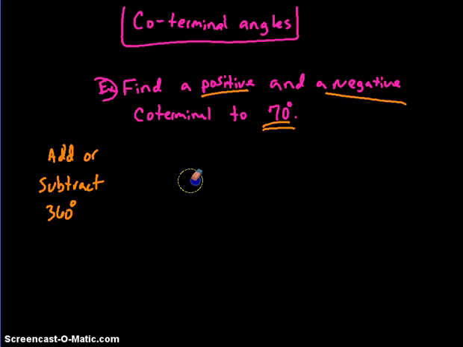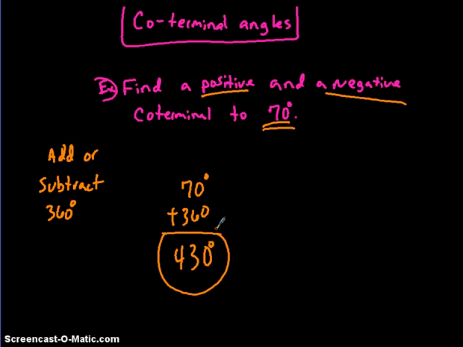So that's 70 degrees. And I want to find a coterminal to it. I can add 360 to it. And you plug in the calculator 70 plus 360, and you should get 430 degrees. So this is one coterminal to it. So this is a positive coterminal. So that's a positive coterminal to it.